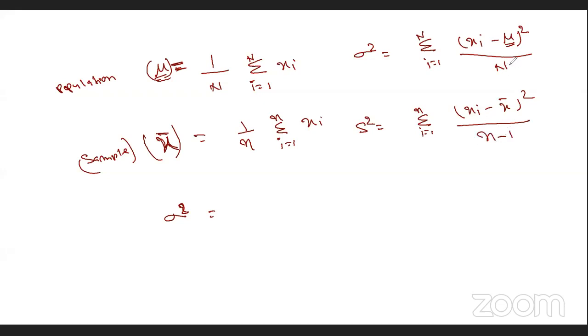Now, many of you may ask a question: here we are dividing by capital N, which means the total number of data, but here we are considering n minus 1. What is the reason behind that? So yes, there is a mathematical proof which is available.